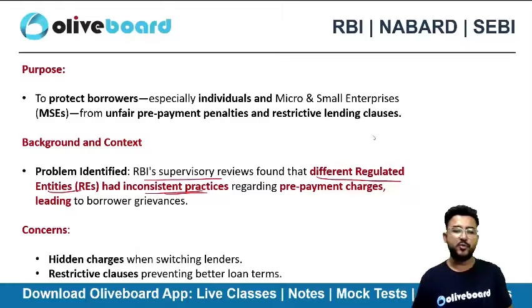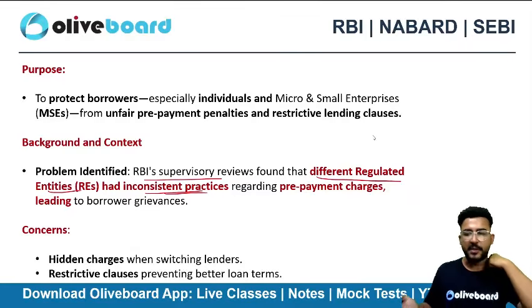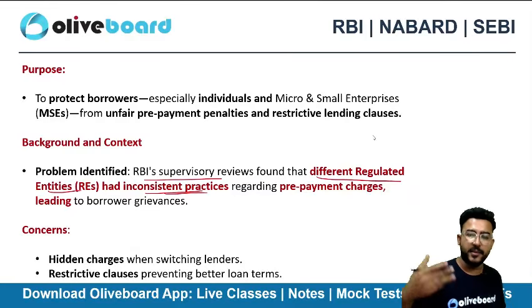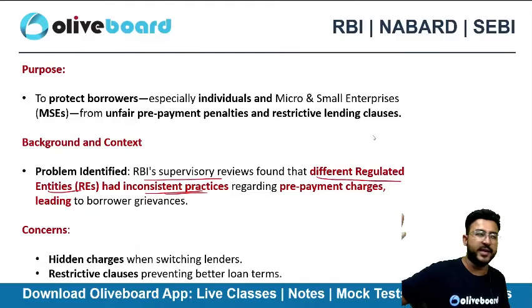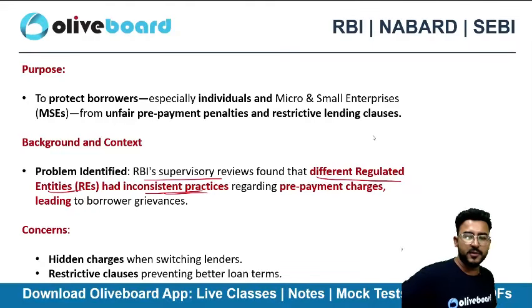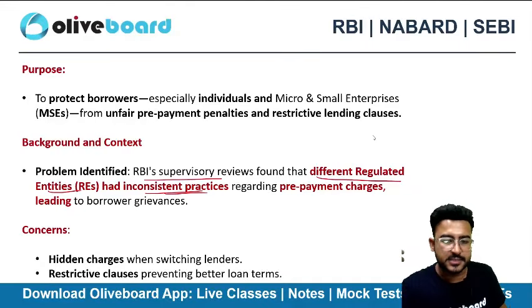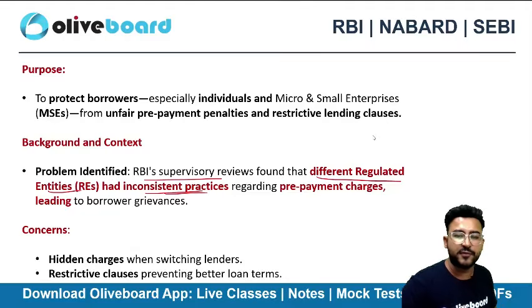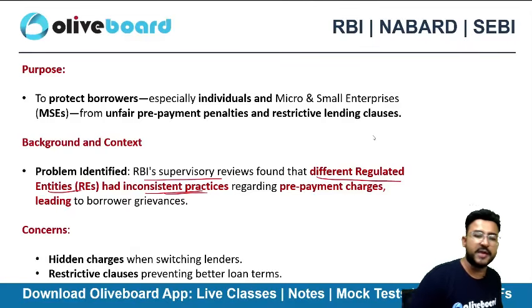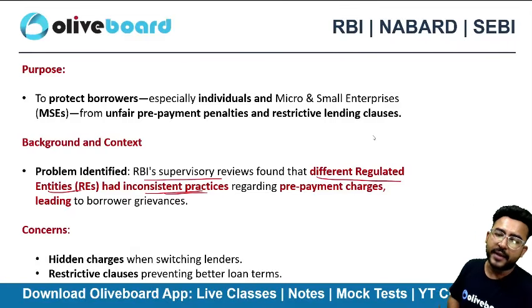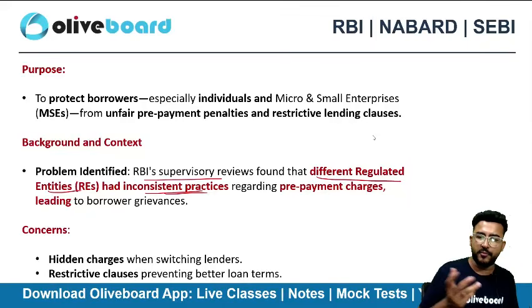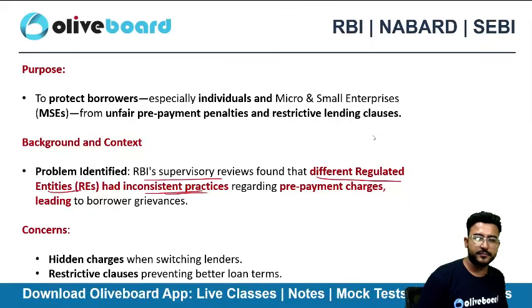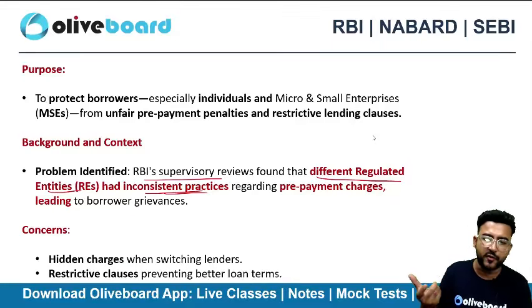All the banks do have different practices. Some banks are imposing prepayment charges because they thought that they will be getting interest from me for the next 5 years, but I'm prepaying it right now, just after 1 year. So that's why they're imposing a penalty on me, a fine on me. That's what is called a prepayment charge. That's the meaning of prepayment charge.